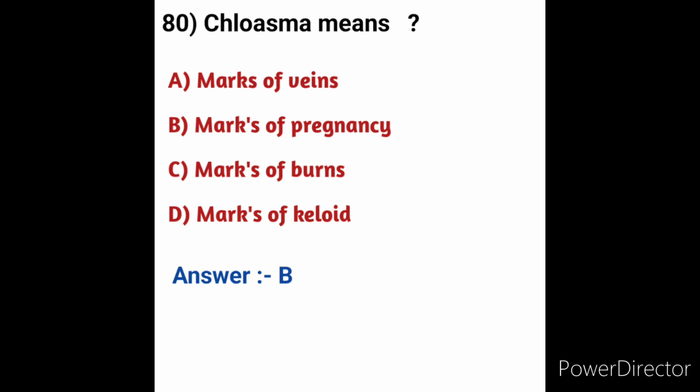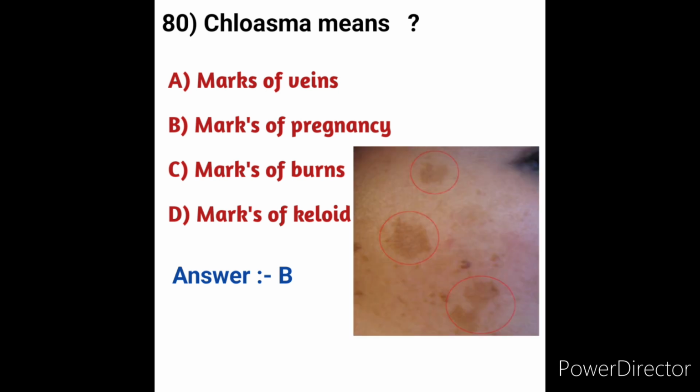Chloasma is also called melasma. A condition in which brown patches appear on the face is called chloasma. It can be due to the hormonal changes during pregnancy or sun exposure. Here option B, marks of pregnancy, is called chloasma. Option B is the correct answer. Here we can see in this picture the brown colored patches on the face. This is called chloasma or melasma.